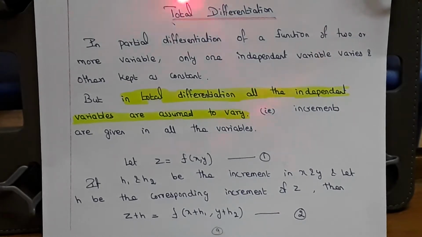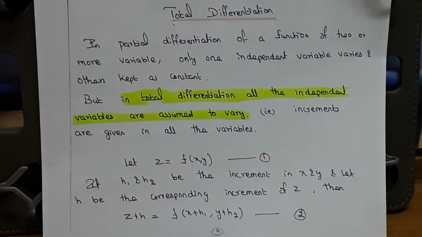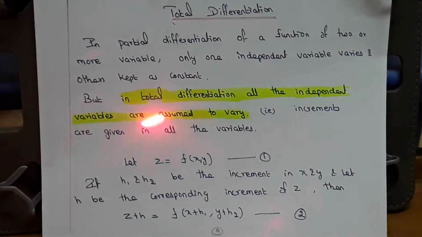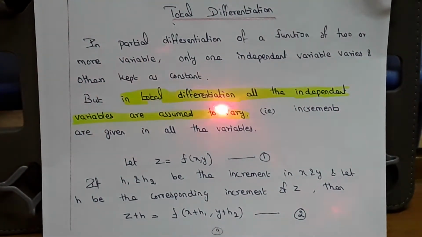Okay. Now we are going to see the total differentiation. In partial differentiation of a function of two or more variables, only one independent variable varies and the others are kept constant. But in total differentiation, all the independent variables are assumed to vary. That is, increments are given in all the variables. Previously, we have studied partial differentiation, where we gave the increment for one variable and kept the other variable constant. But here, the increments are given for both variables.